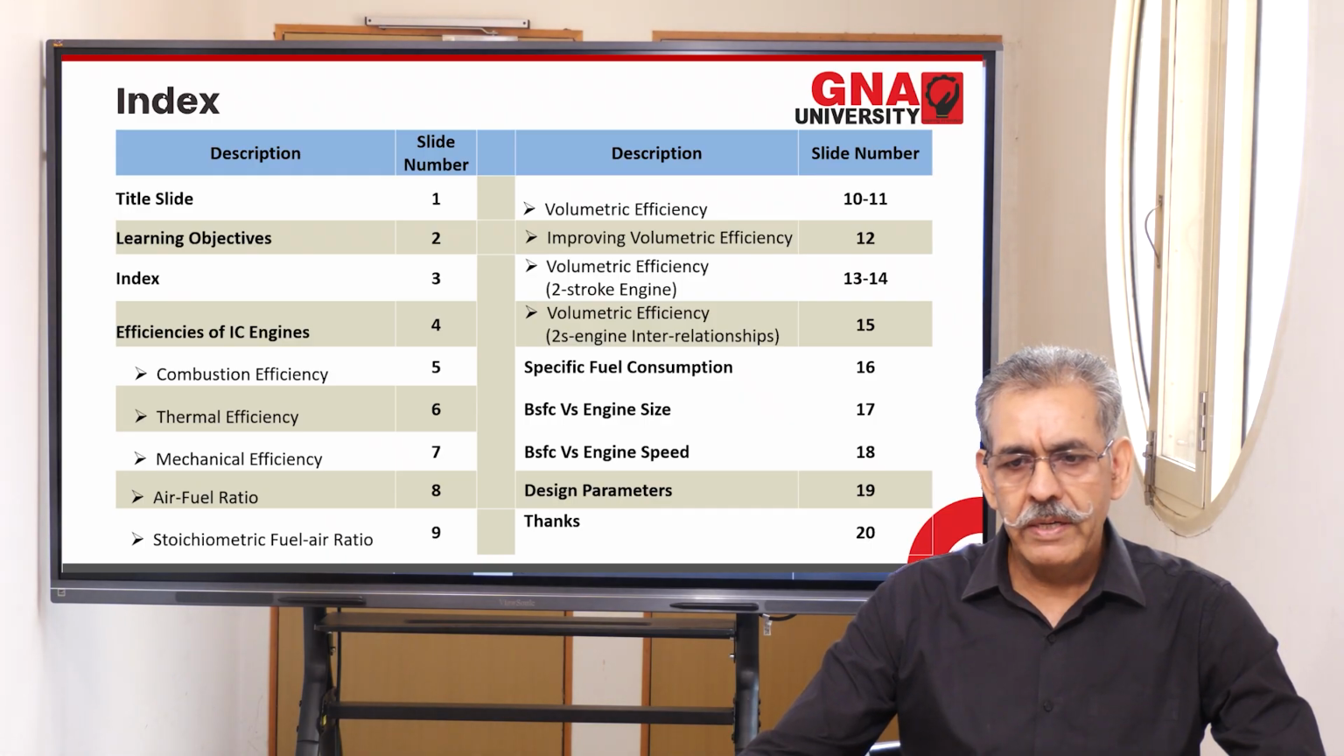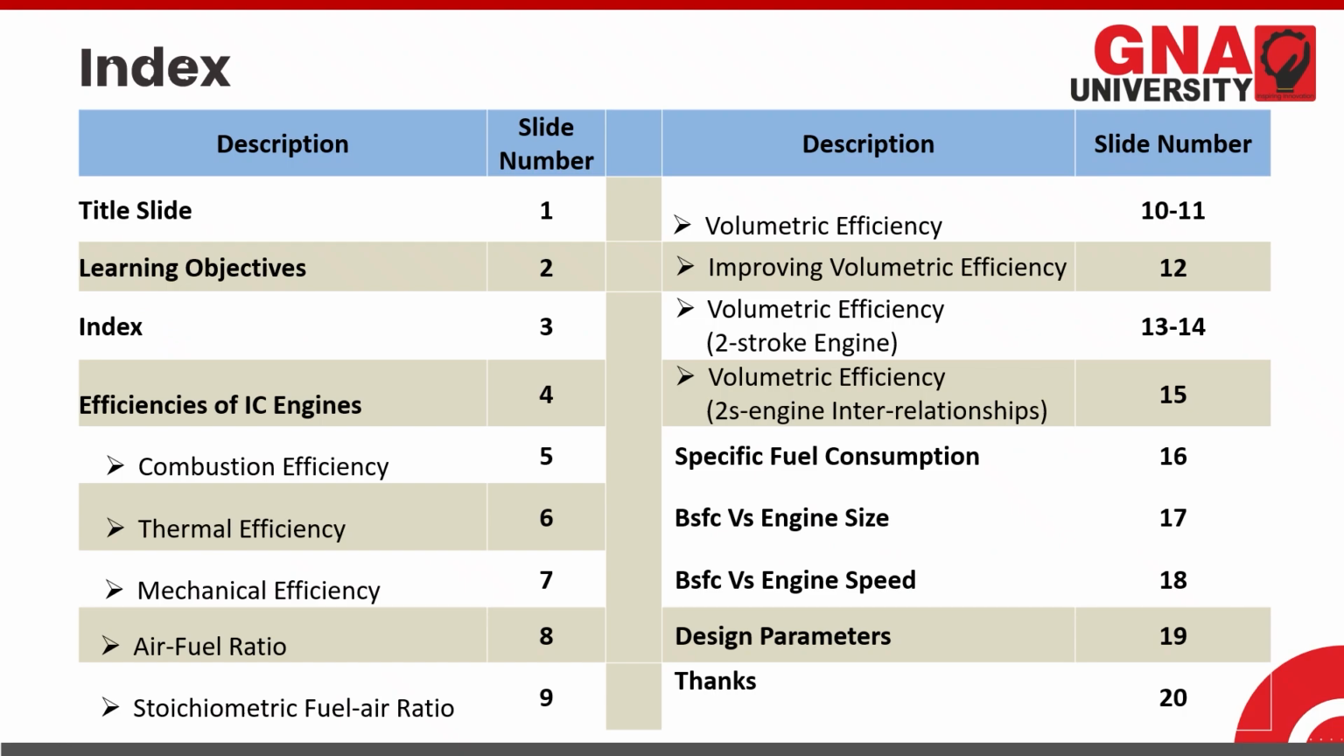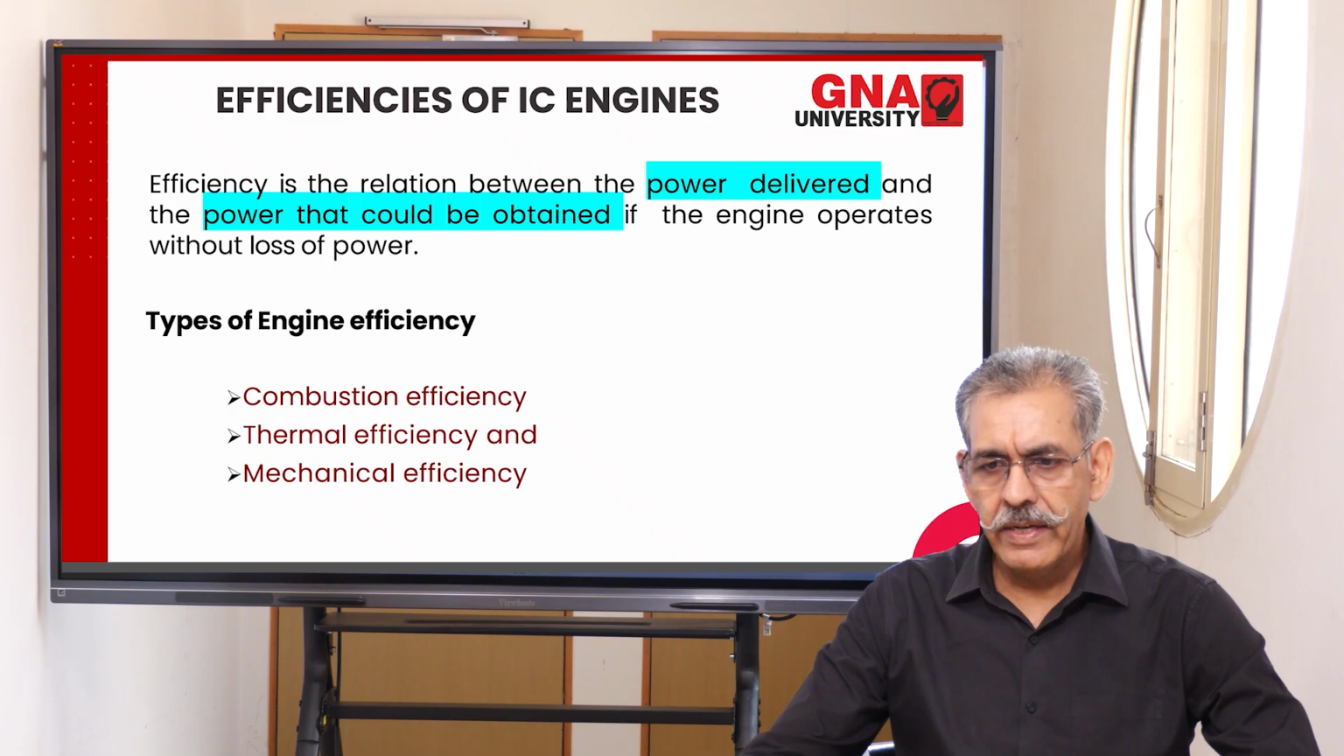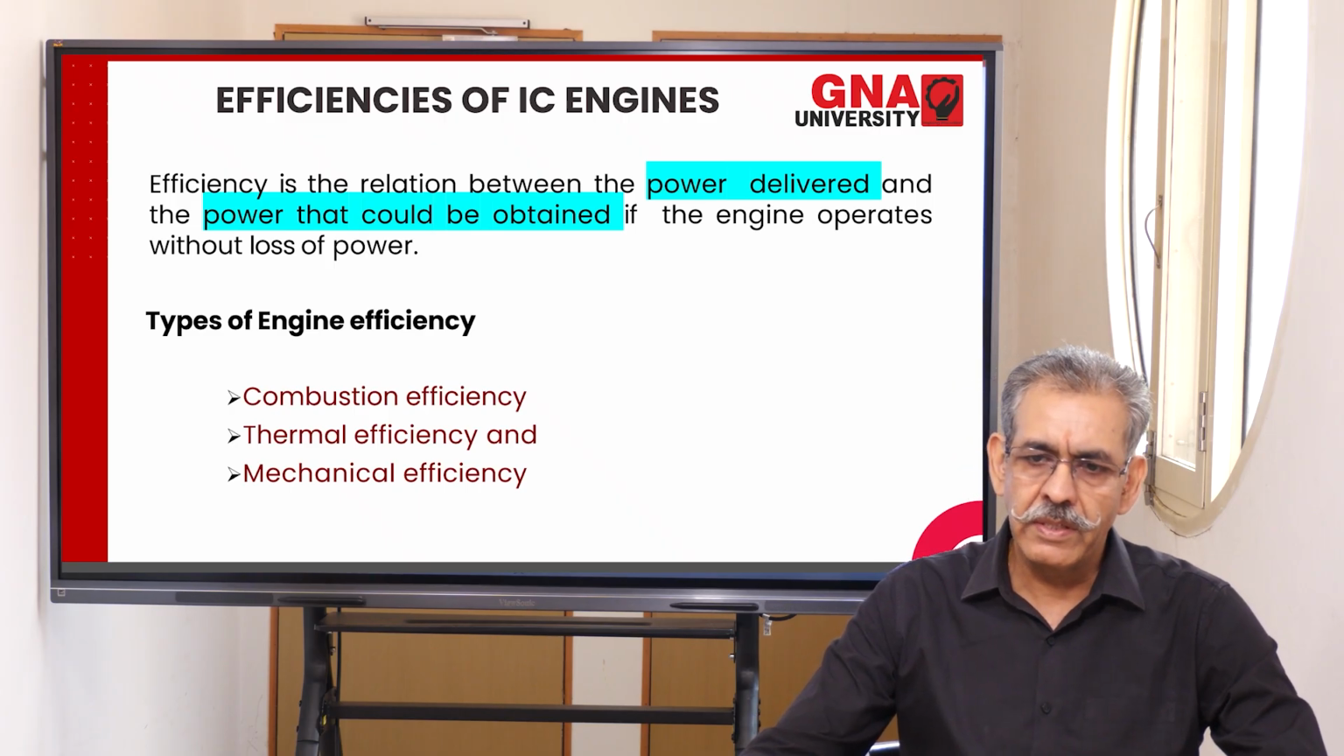In this, we'll be discussing the efficiencies of IC engines, including combustion efficiency, thermal efficiency, mechanical efficiency, volumetric efficiency, and air-fuel ratio, stoichiometric air-fuel ratio, and the specific fuel consumption, including both the brake specific and indicated specific fuel consumption. The design parameters will also be discussed. Let us start with our first slide, that is efficiency of IC engine.